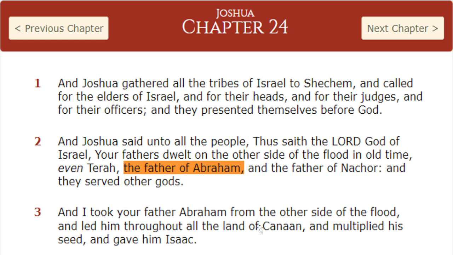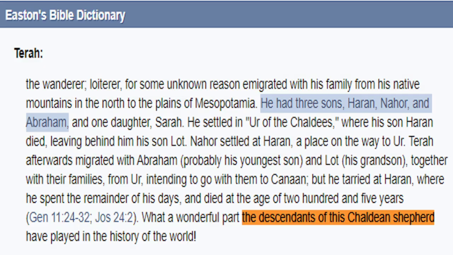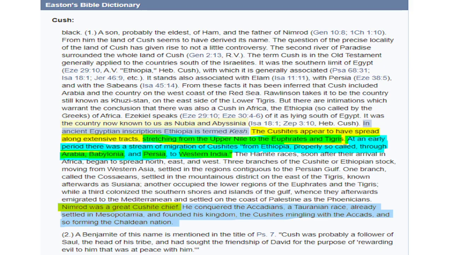But check this out. "And I took your father, Abraham, from the other side of the flood and led him throughout all the land of Canaan and multiplied his seed and gave him Isaac." So, originally, Abraham, again, was a Chaldean. So, let's continue. Terah, this is the father of Abraham, right? He had three sons, Haran, Nahor, and Abraham. One daughter, Sarah. He settled Ur of Chaldees. He says, the descendants of this Chaldean shepherd have played a part in the history of the world. So they were Chaldeans, right? And once again, just in case y'all forgot, Nimrod was the great Cushite chief who formed the Chaldean nation. And Nimrod was what? Yes, Nimrod was an Ethiopian, right?